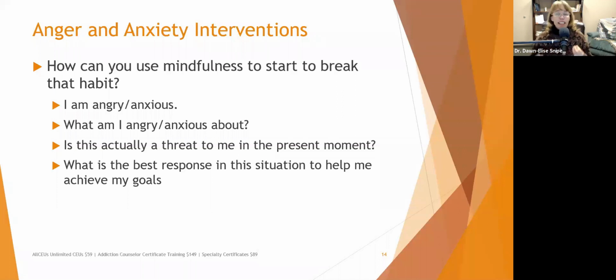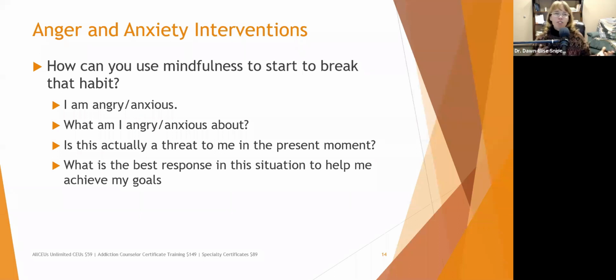So that helps me identify what I'm anxious about. Is this a threat to me in the present moment? Well, if I'm unemployed and I need this job in order to put food on my table, it may be. So I need to figure out how to practice my breathing and recognize that making a good impression is really important right now. So going in totally flummoxed with anxiety probably isn't going to be the best response in this situation. So taking a deep breath and putting my best face forward and doing the best that I can is probably the best response in this situation.